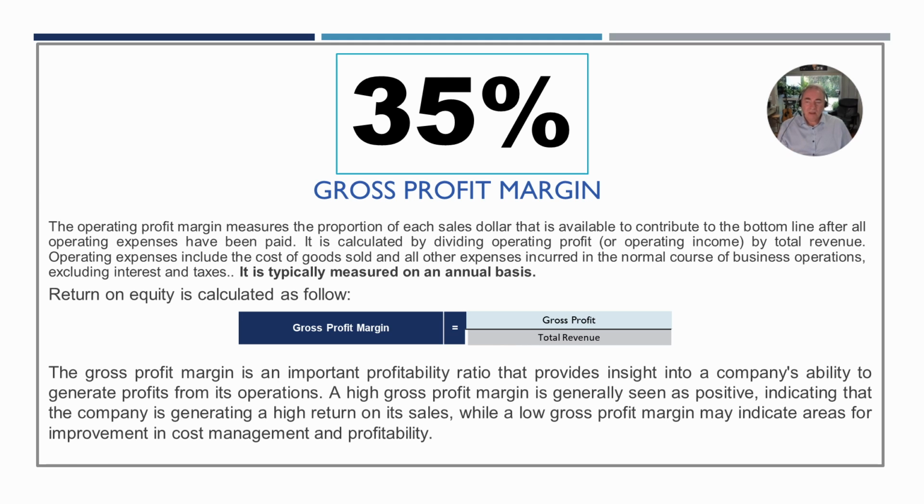So the operating profit margin measures the proportion of each sales dollar that is available to contribute to the bottom line after all operating expenses have been paid. It is calculated by dividing operating profit or income by the total revenue. So gross profit margin, the higher the better, obviously.